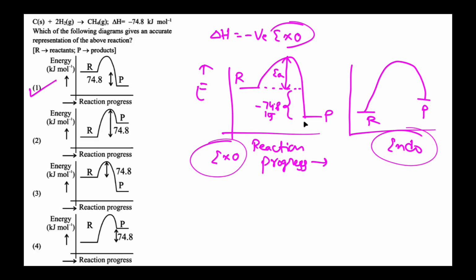In an exothermic reaction, the products have lesser energy than the reactants. So in this option, the products are present at minus 74.8 kilojoules per mole, lower than the reactants.